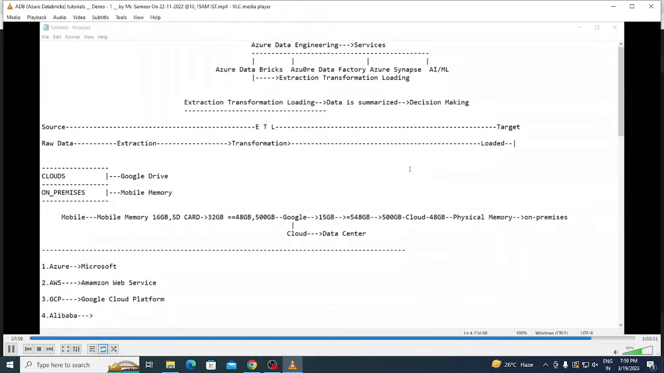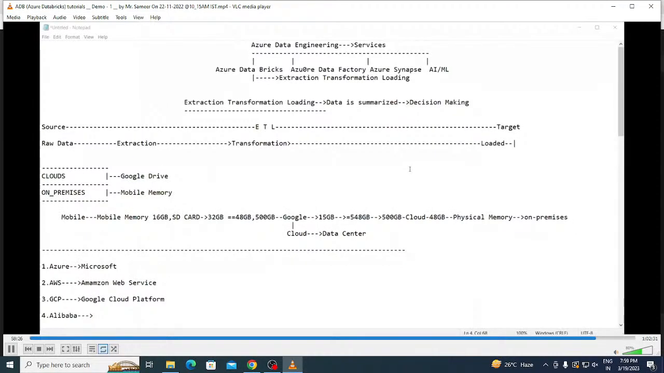Is there any batch for the evening? Right now, no, there is no batch in the evening. So we only have morning batches. One batch is there, but it has already started 12 to 14 days back. Yeah, 12 classes are already done with that.